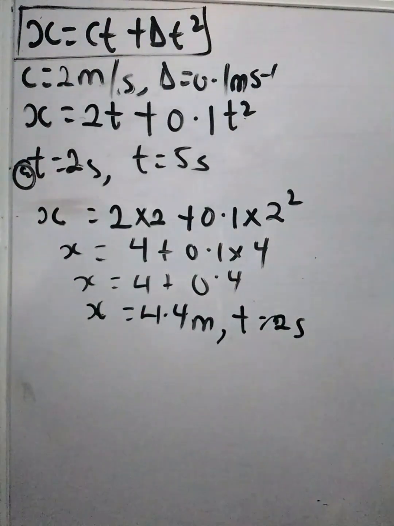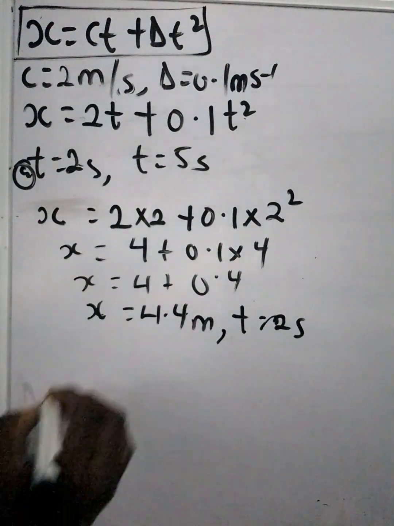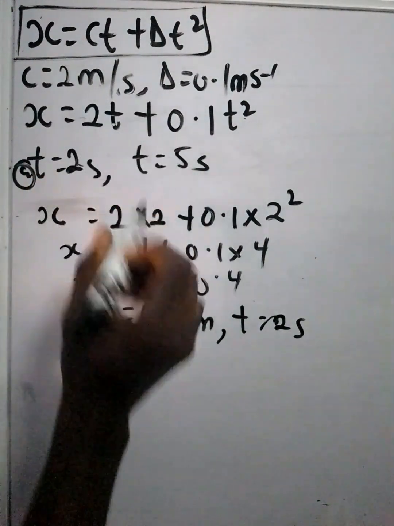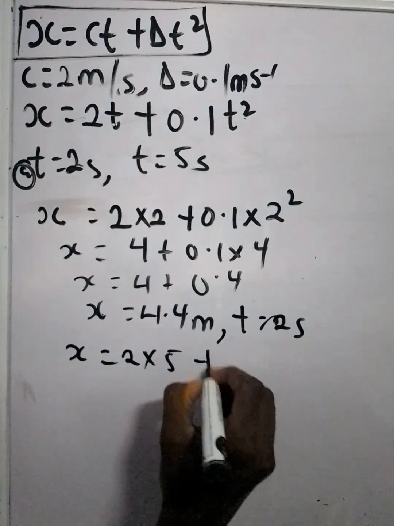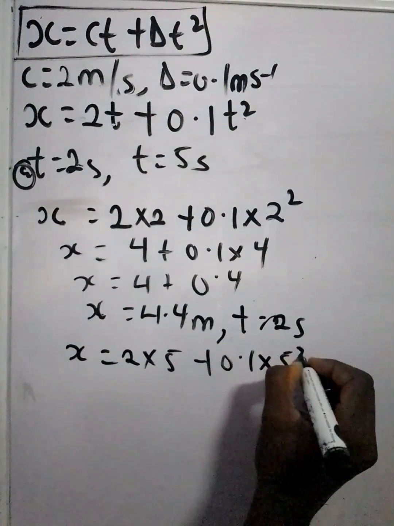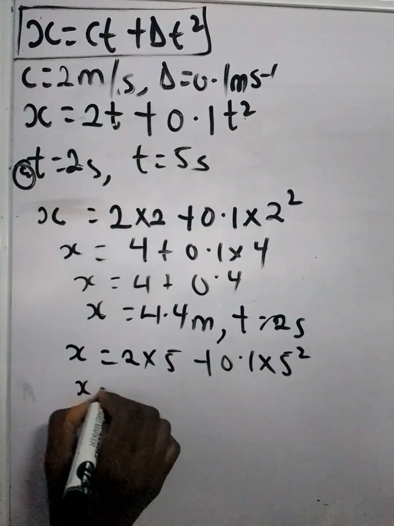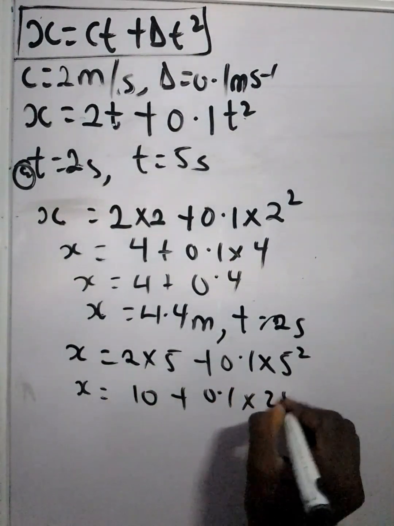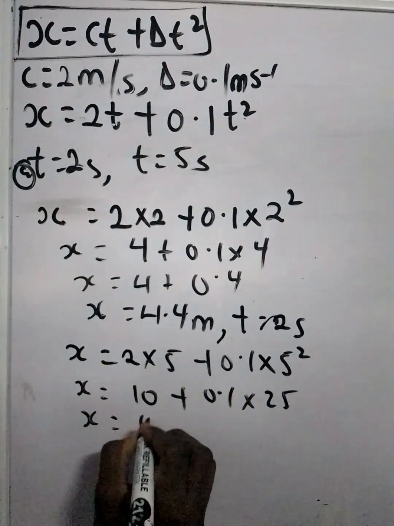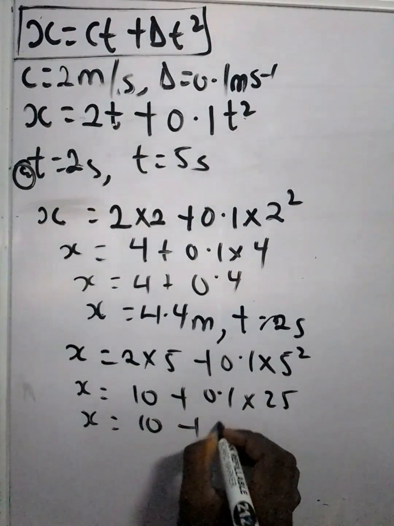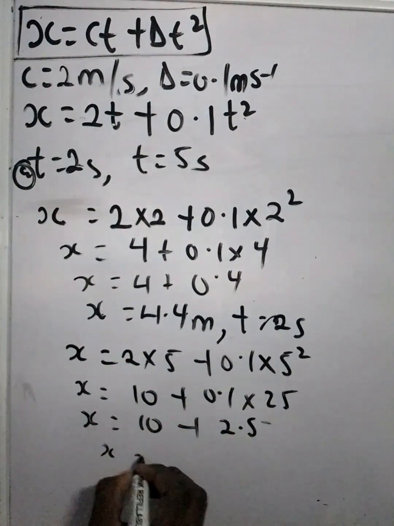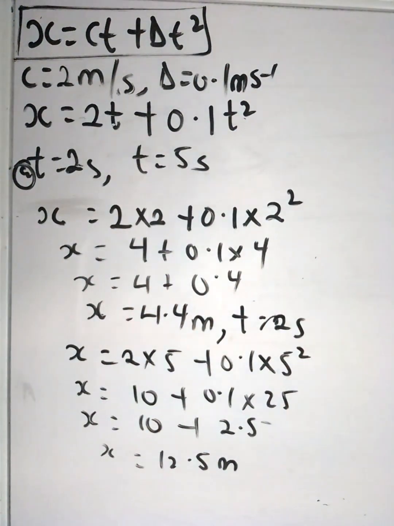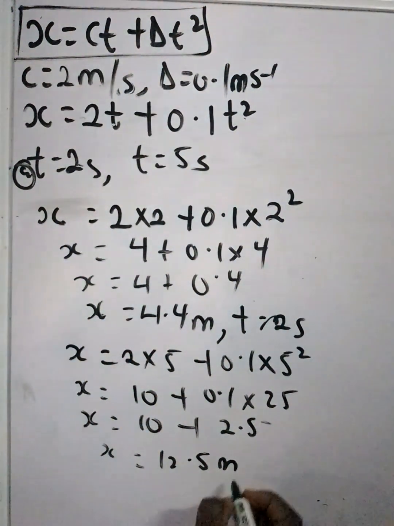Now let's try it for when our t is 5 seconds. s is equal to 2 times 5, plus 0.1 times 5 squared. Are you getting my point? So s is equal to 2 times 5 is 10, plus 0.1 times 25. That is 10 plus 2.5, which gives us 12.5 meter. Now you can see that we have done the calculation for when t is 2 seconds and when t is 5 seconds.